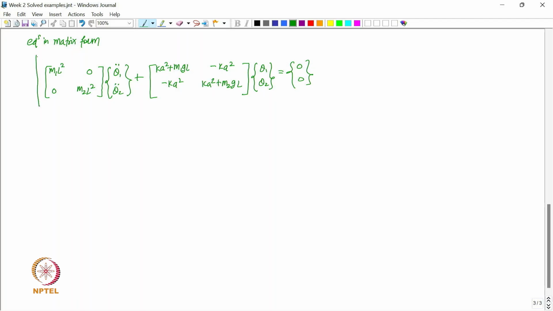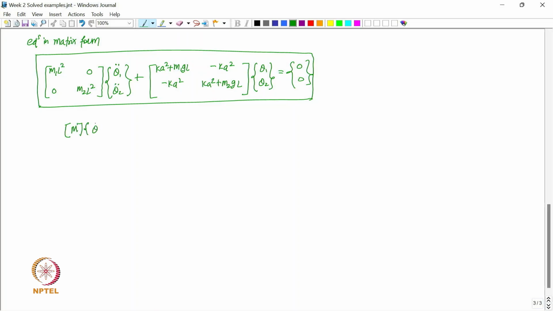So, now you can see the equation of motion in matrix form, and we can symbolically represent this equation as follows. We can call this coefficient matrix the mass matrix. This is the vector of accelerations theta double dot, plus this matrix, which we can call the stiffness matrix, and this is the vector of the angular displacements theta. So, this is the mass matrix and this is the stiffness matrix, correct.